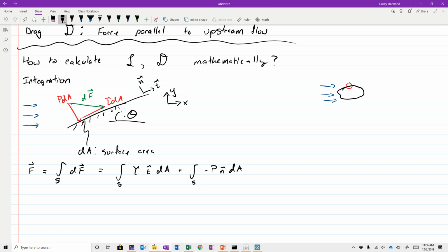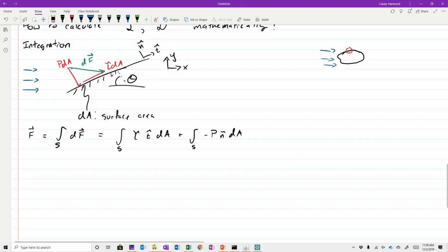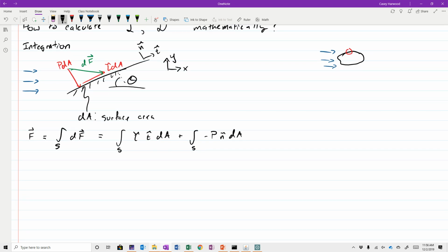Now that negative sign leading the P right here is included simply because we're defining positive pressure as pressure acting in towards that surface. Okay, positive pressure pushes on an object. Now we're going to split this up a little bit.